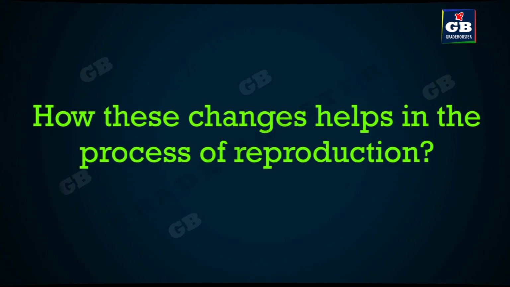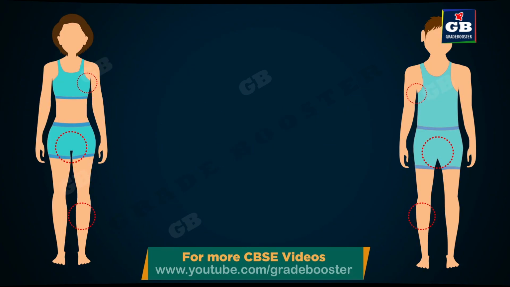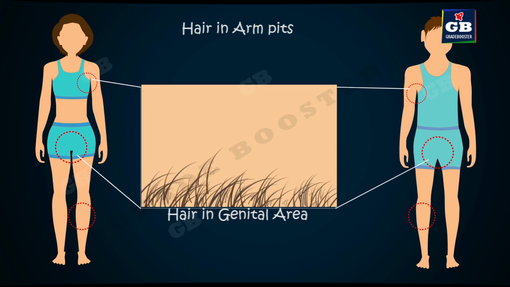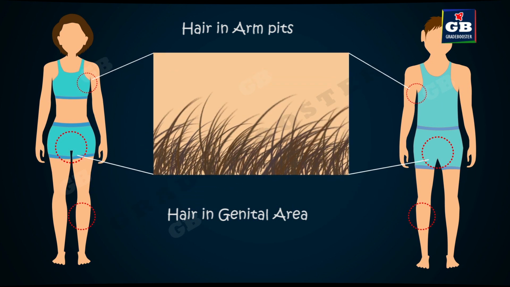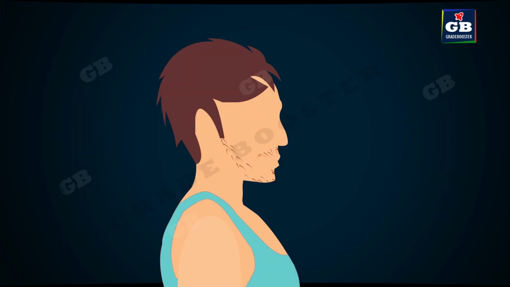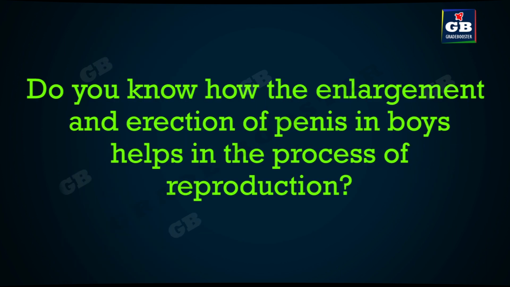How do these changes help in the process of reproduction? The changes in puberty help in the process of reproduction and childbirth. For example, certain changes like growth of new hair on the body parts, growth of mustache and beard in boys, enlargement of breasts in girls are the signs of their sexual maturity. Do you know how the enlargement and erection of penis in boys helps in the process of reproduction?